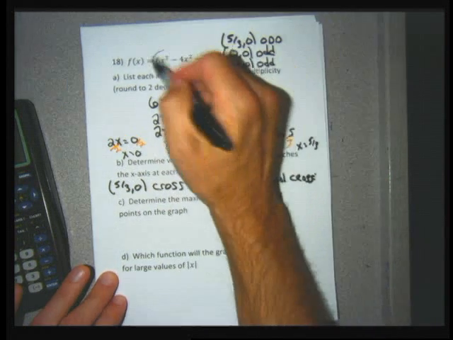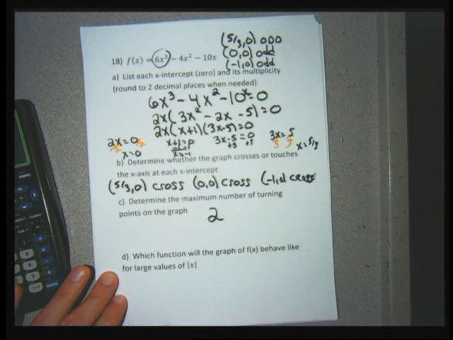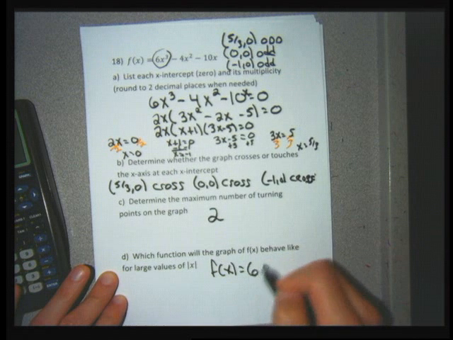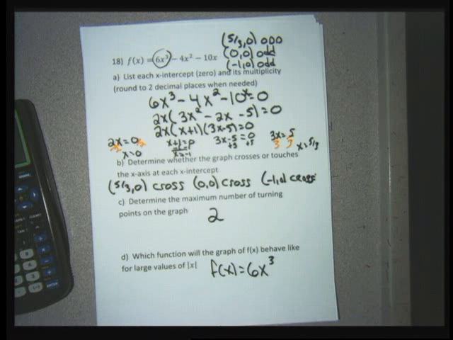It's a third degree polynomial, so I have a maximum of 1 less than 3, or 2 turning points. And for really big values, zoom the window out, the graph of 6x cubed and the graph of my function are going to look remarkably similar.